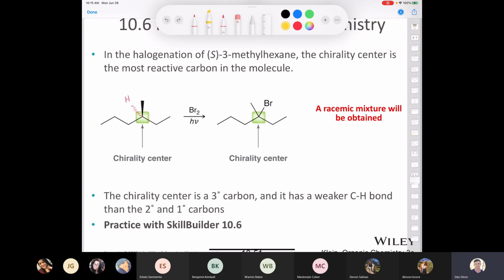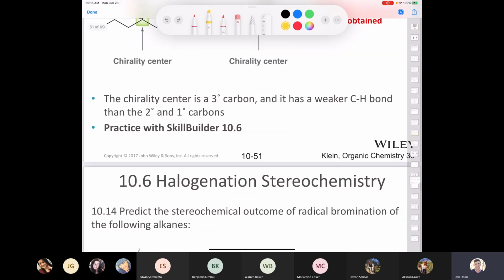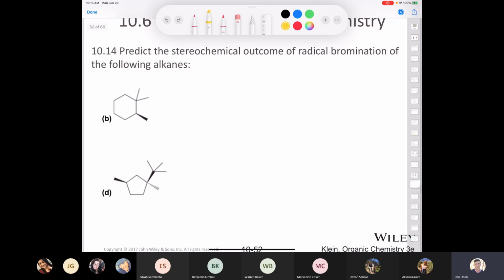But that's just the kind of thing that an organic chemist has to take into consideration, right? She or he has to always be on their toes and thinking about, what could go wrong now? If something can go wrong, it will. It's Murphy's Law, right? Anyhow, let's take a look at a question here where we consider stereochemical outcomes of radical bromination. So radical bromination, we're just going to take the molecule, we're going to treat it with bromine and light.